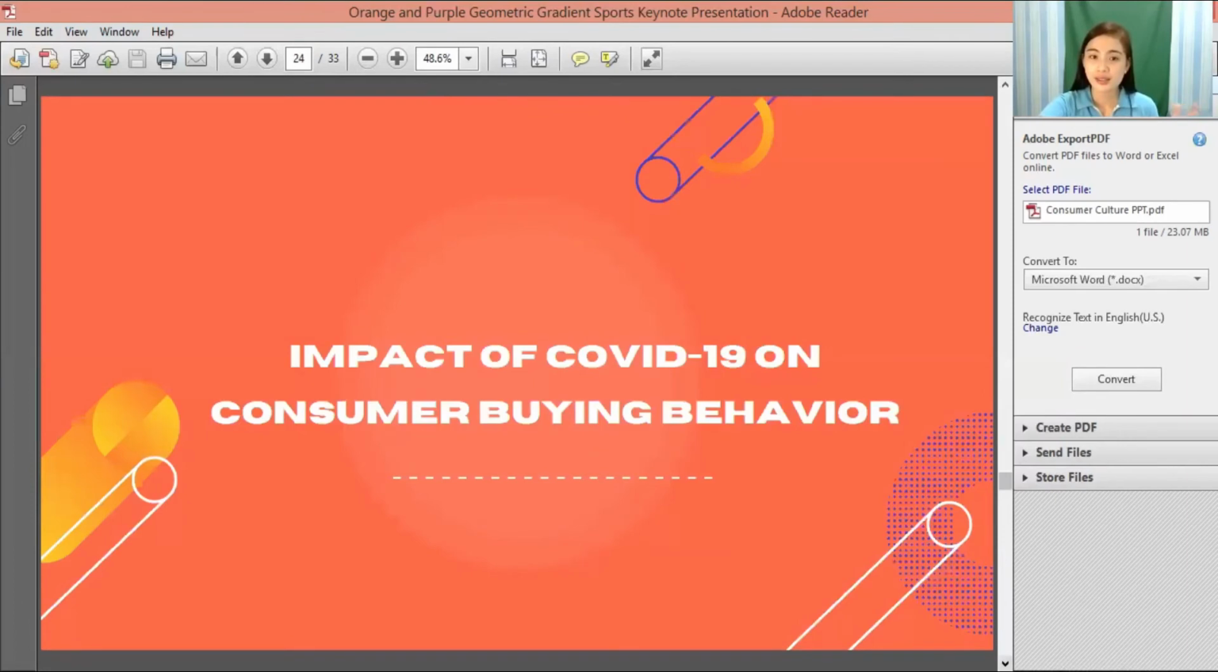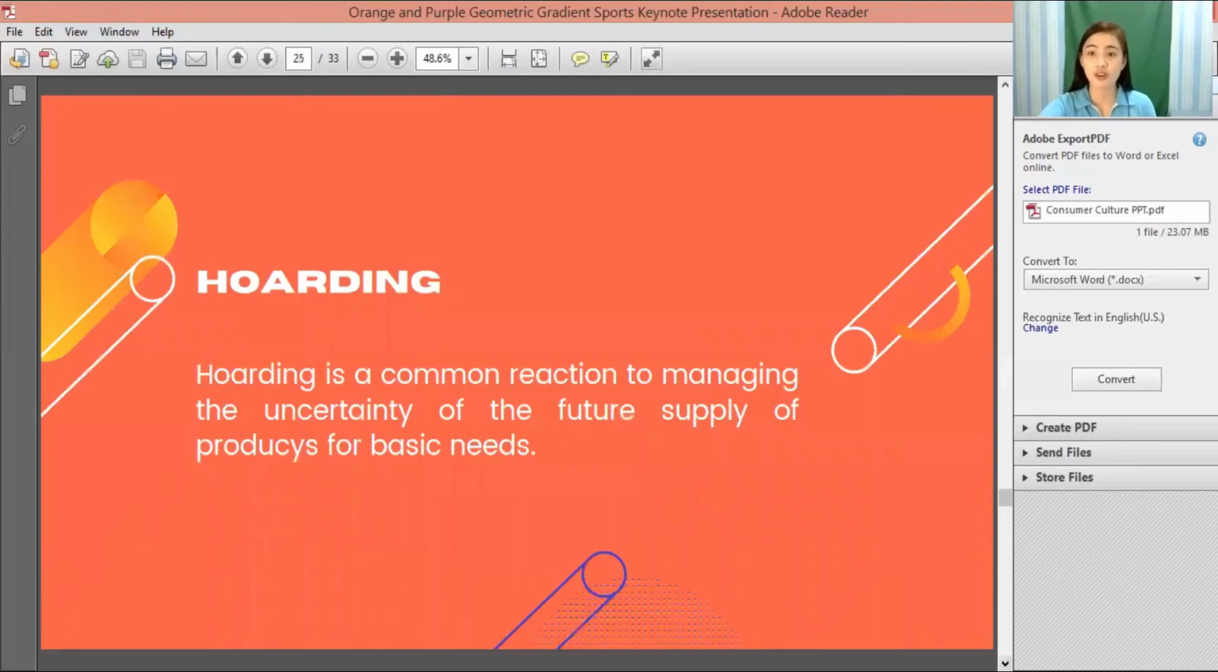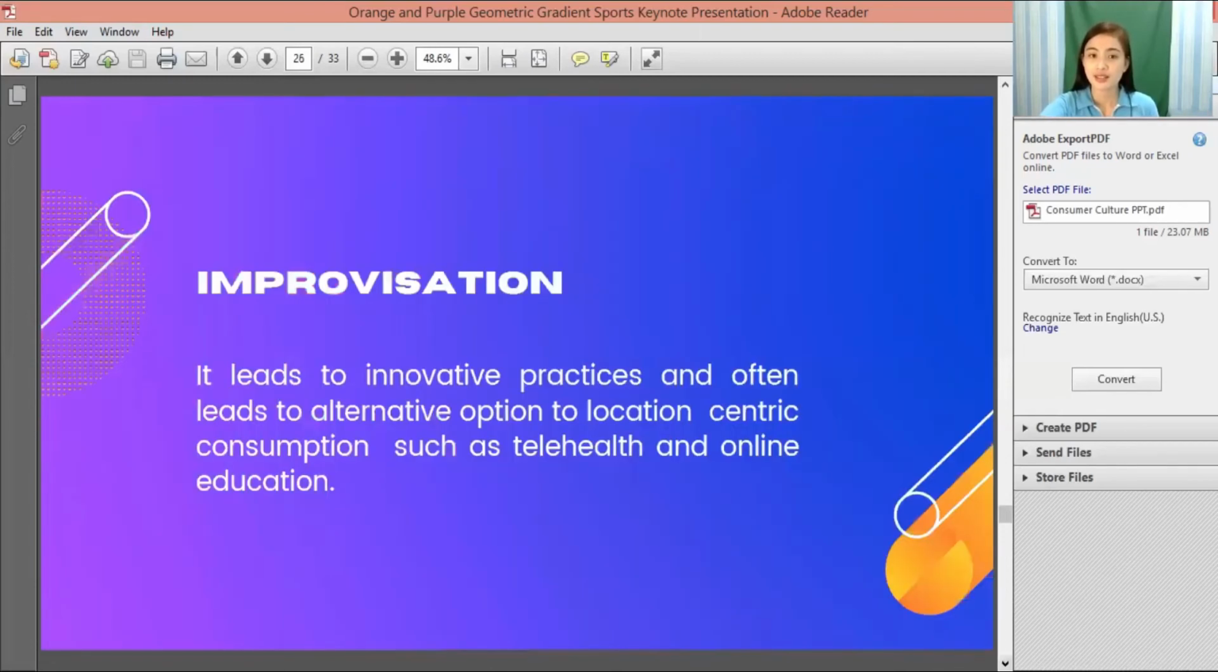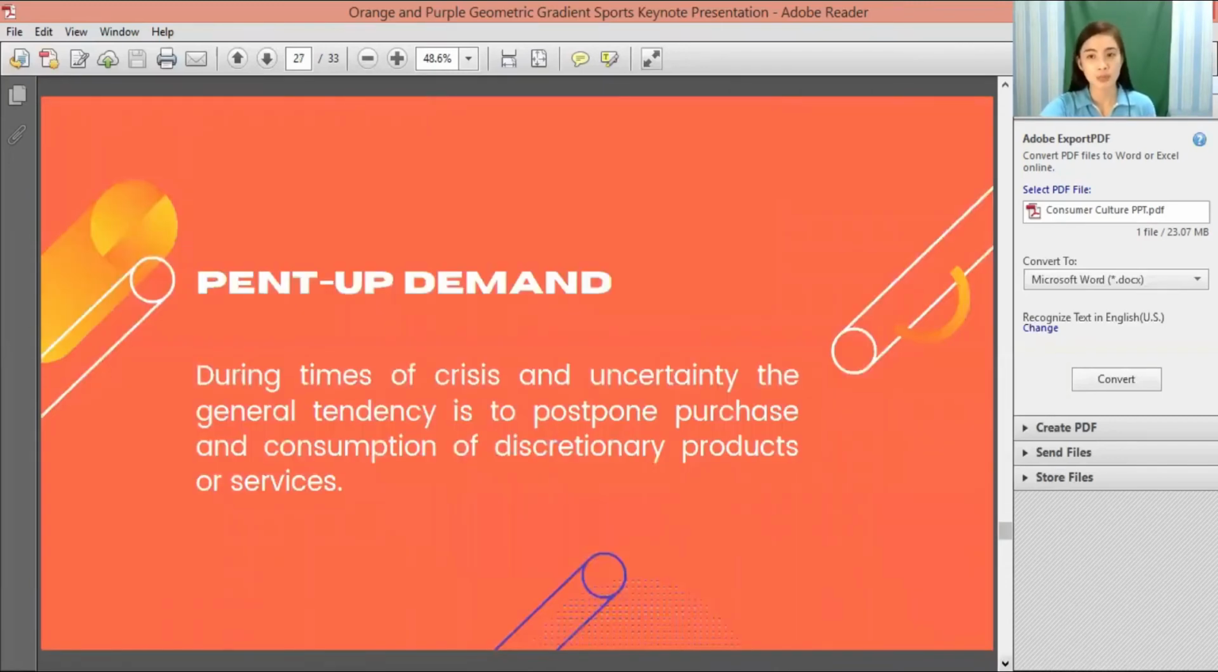Now, let's understand the impact of COVID-19 on consumer buying behavior. First is hoarding. Hoarding is a common reaction to managing the uncertainty of the future supply of products for basic needs. Also, improvisation. It leads to innovative practices and often leads to alternative options to location-centric consumption, such as telehealth and online education. Pent-up demand. During times of crisis and uncertainty, the general tendency is to postpone purchase and consumption of discretionary products or services.